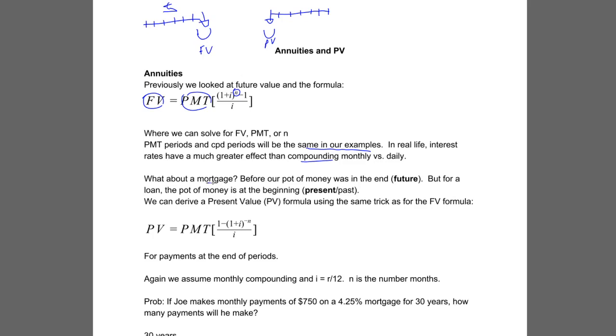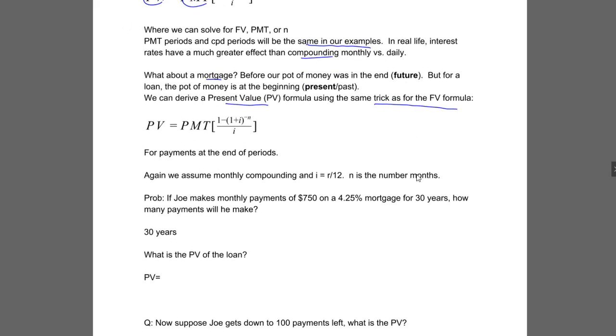So then what about a mortgage? We have the pot of money up front because we get the money from the bank and then we have to pay it back. We can derive a present value formula using the same trick as we did for the future value formula. But I'm not going to do that. I'm just going to give you the formula, because if you really want to geek out over it, the proof is all over the internet, on Khan Academy and elsewhere. I can show you also if you want me to do it on the side. But to make you sit through it twice is sort of hurtful.